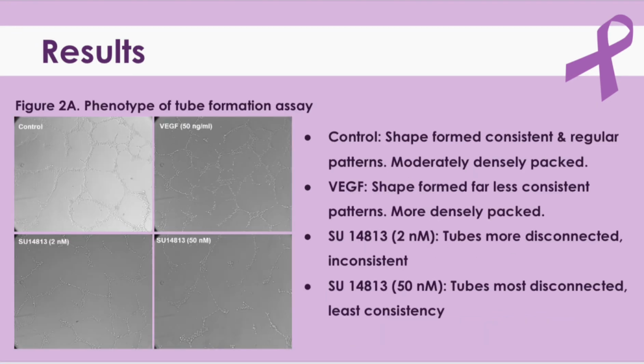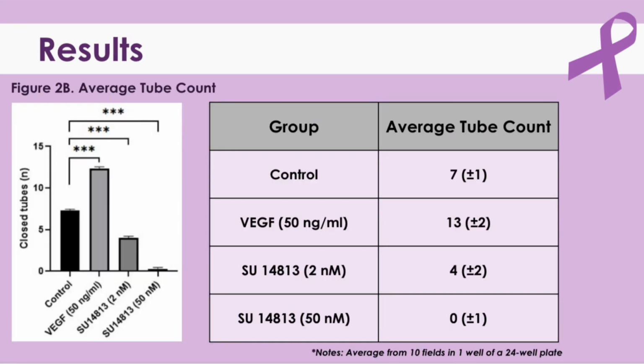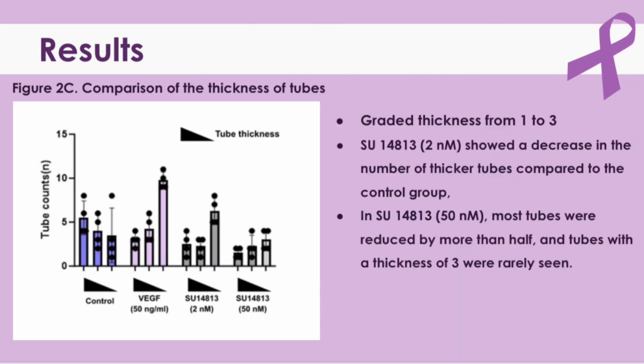Now moving on to some phenotype analysis, in the VEGF-only group, the tubes were longer and were more complex. In the 2 nanomole group, the tubes were thinner, and in the 50 nanomole group, tube formation was nearly absent. The number of tubes also showed dramatic differences. In the VEGF-treated group, there was almost double the increase in tube count. In 2 nanomole, there was almost 50% decrease, and in 50 nanomole, very few tubes were formed. It was interesting to see that tube thickness also decreased and VEGF-induced structures collapsed under SU14813 treatment.